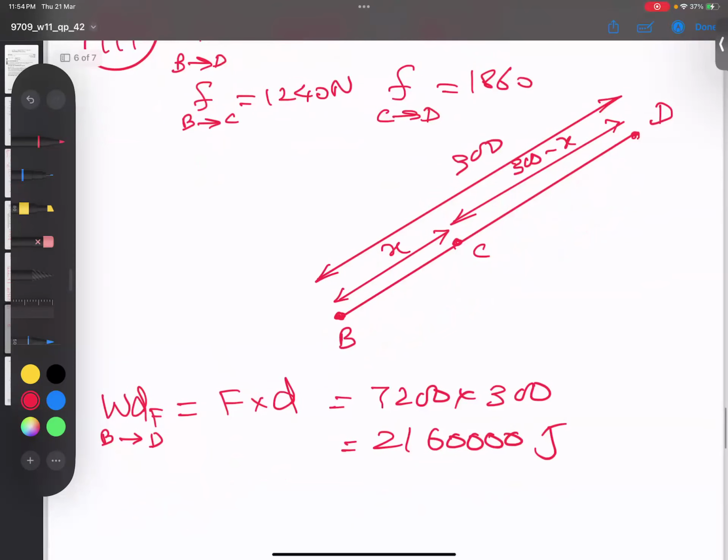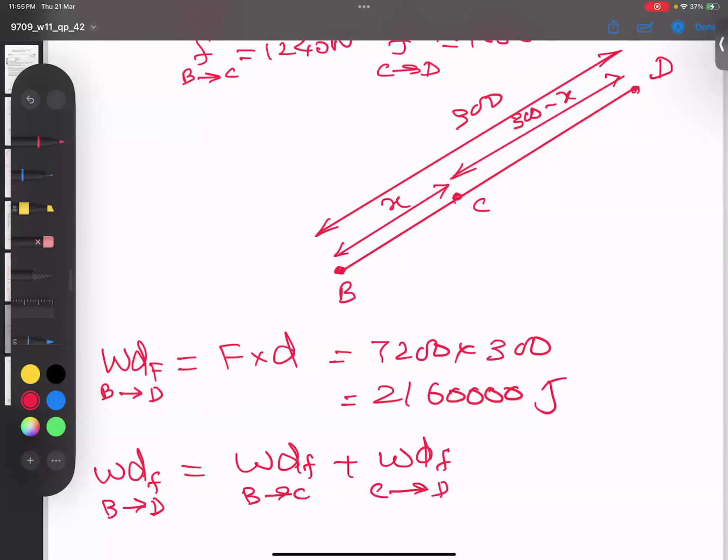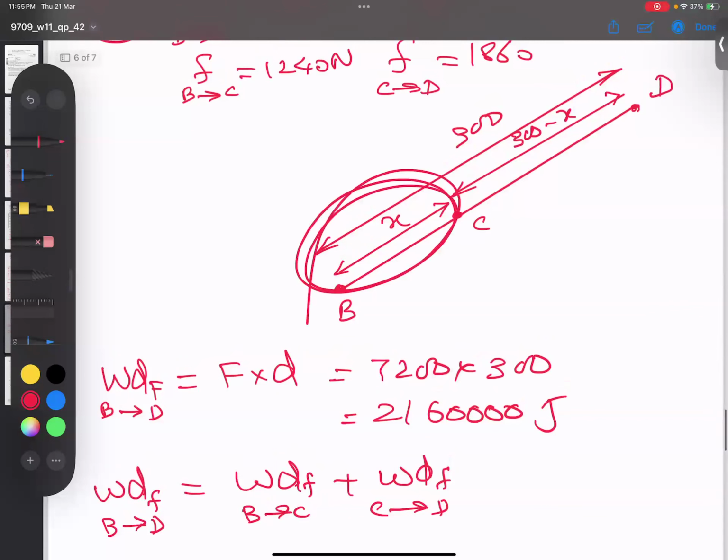Okay, now students, I'm finding the work done by friction force in two portions. B to D is the whole idea, but I will break it into two parts: work done by friction force from B to C, plus work done by friction force from C to D. Look again: B to C I find separately, and C to D I find separately. So I think the idea is very clear.